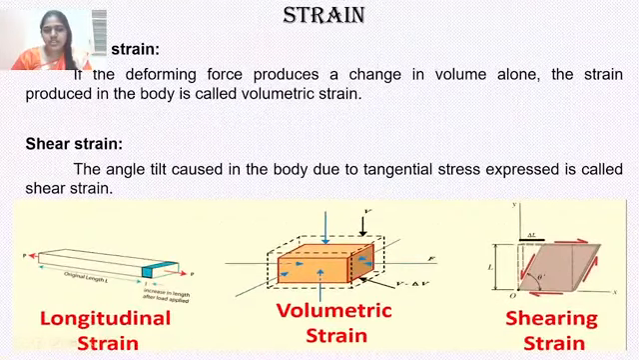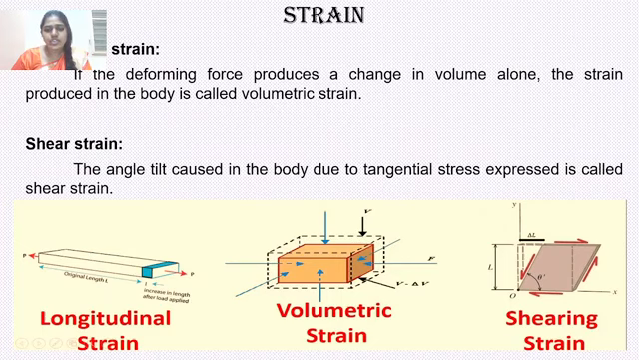Next is volumetric strain. In this type of strain, the deforming force leads to a change in only the volume of the object, thus known as volumetric strain. Shear strain. Due to the tangential stress, an angle tilt is caused in the body, known as shear strain.